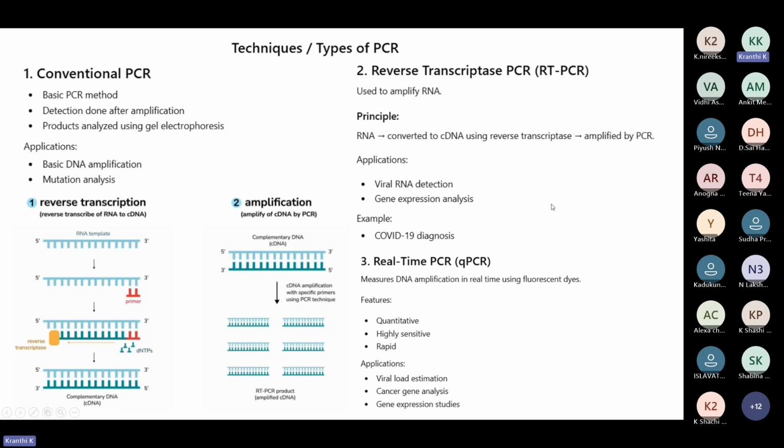So for what reason do we use this reverse transcriptase? To find out the disease. Like during COVID, you know COVID, right? Using the RT-PCR, we confirm the COVID positive. So this is a COVID diagnosis we can do. Then later real-time PCR. Real-time PCR measures DNA amplification in real time using fluorescent dyes. So these are the 3 methods: conventional, reverse transcriptase, and qPCR, which is the real-time one.